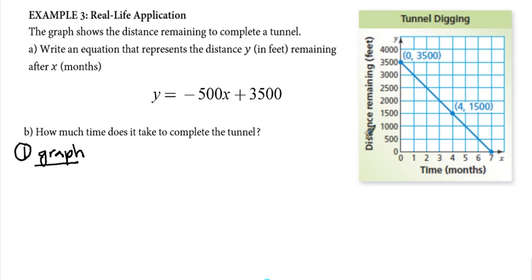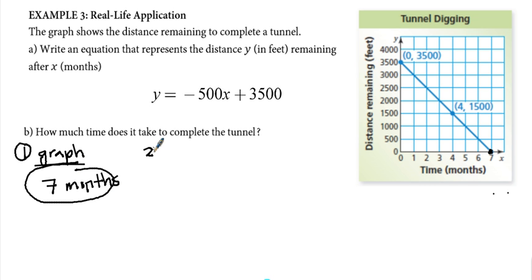So if you look at the distance remaining, that means you have 0 feet left. And where is that point that has a y value of 0? There. The point on the x-axis, this one, is when you have 0 feet left to dig. And what is the answer? That is 7, and it's not just 7, it'll be 7 months, because that's when you have 0 feet remaining. So we found our answer from the graph.